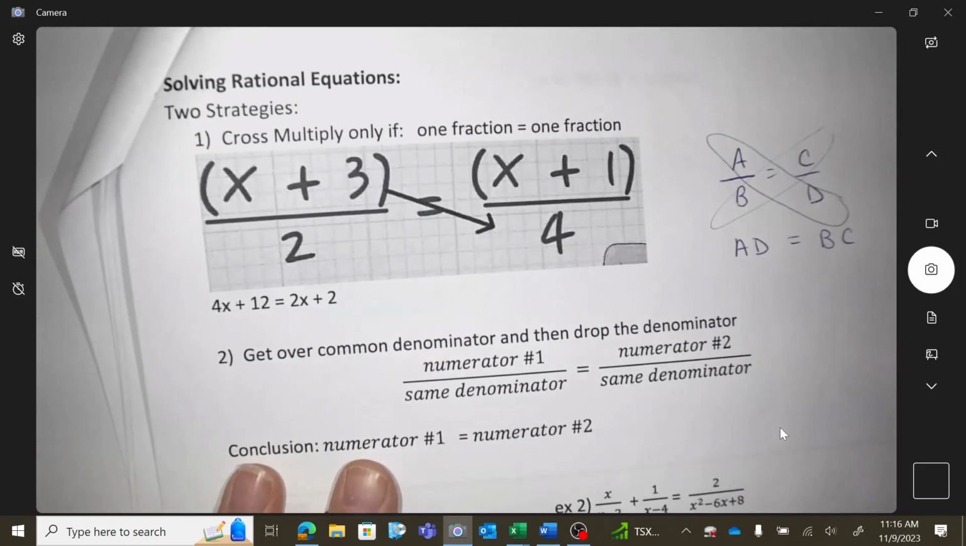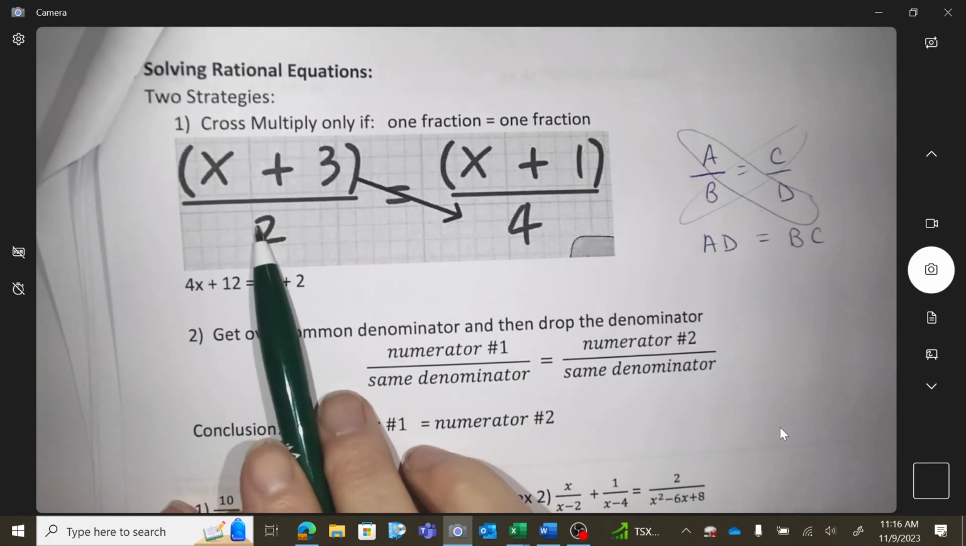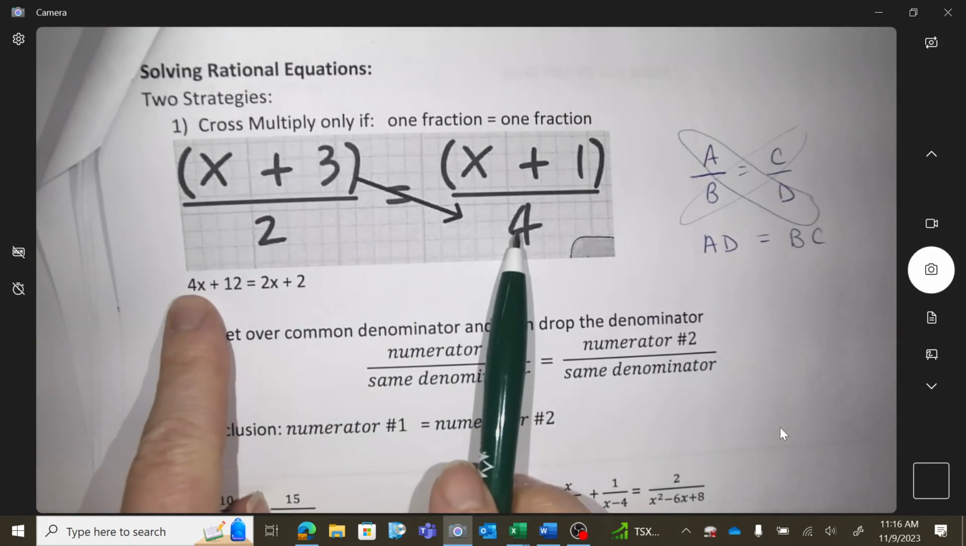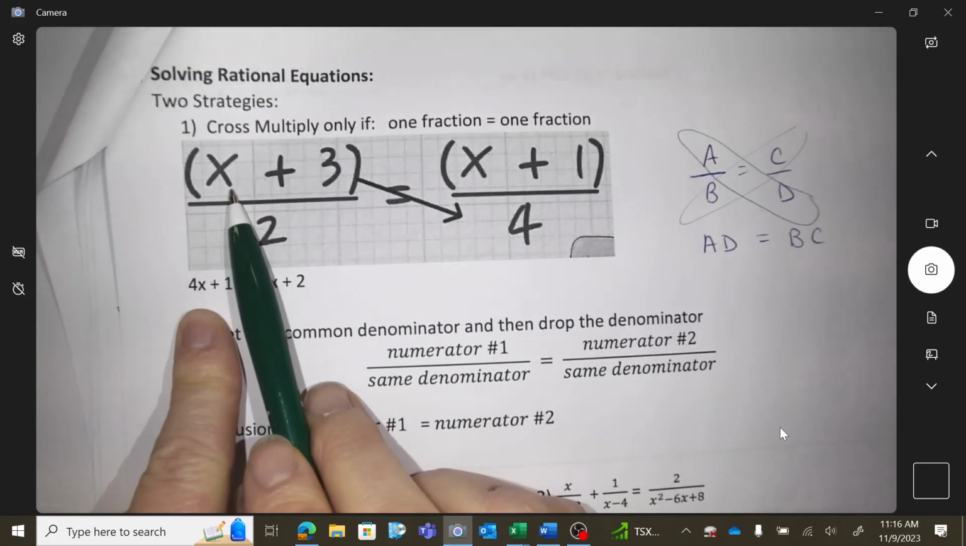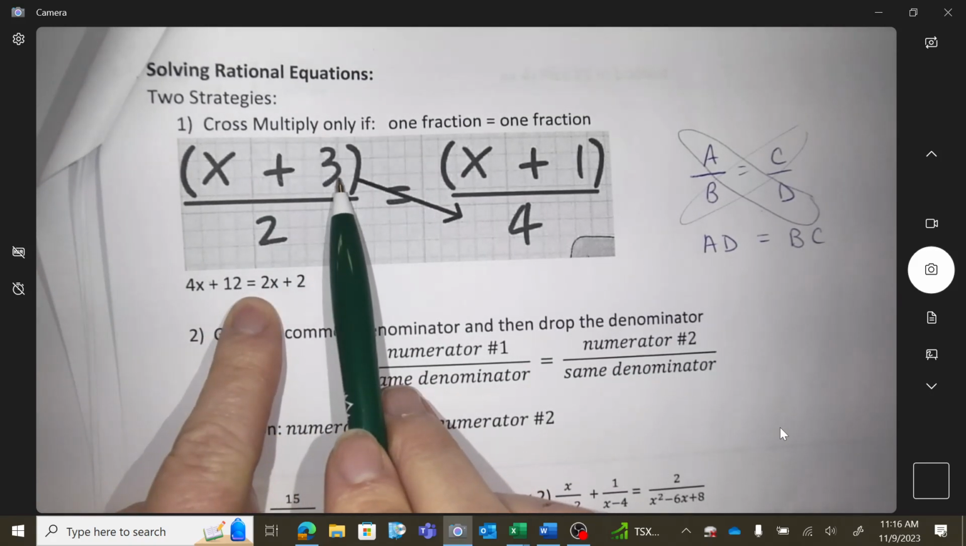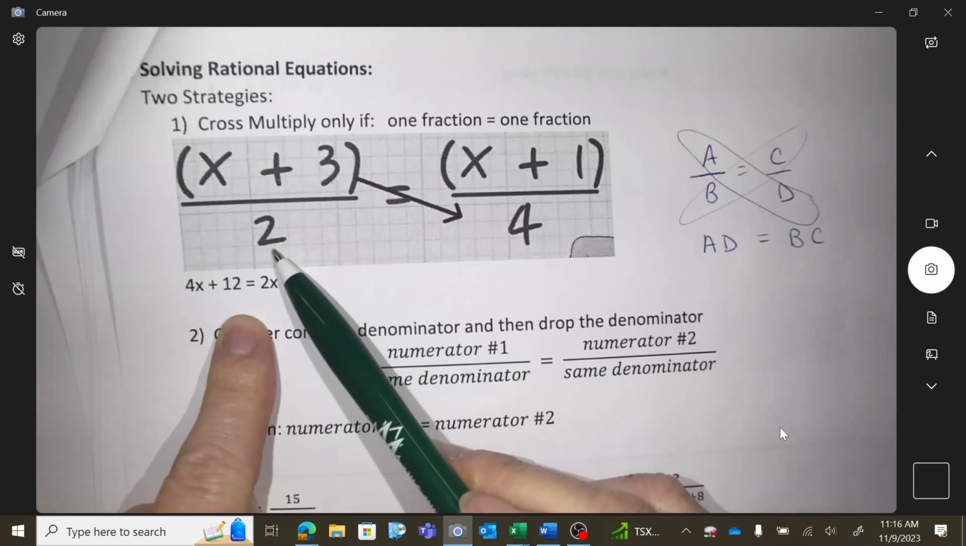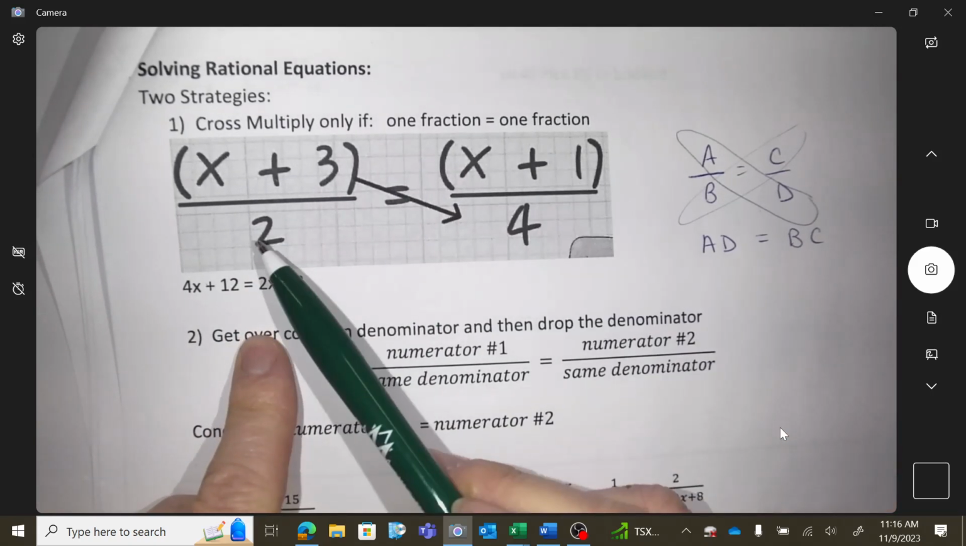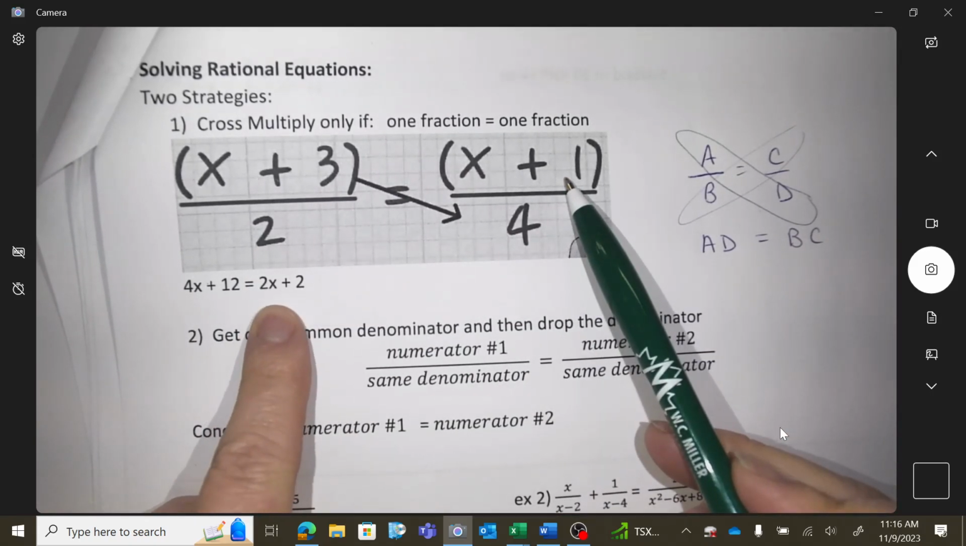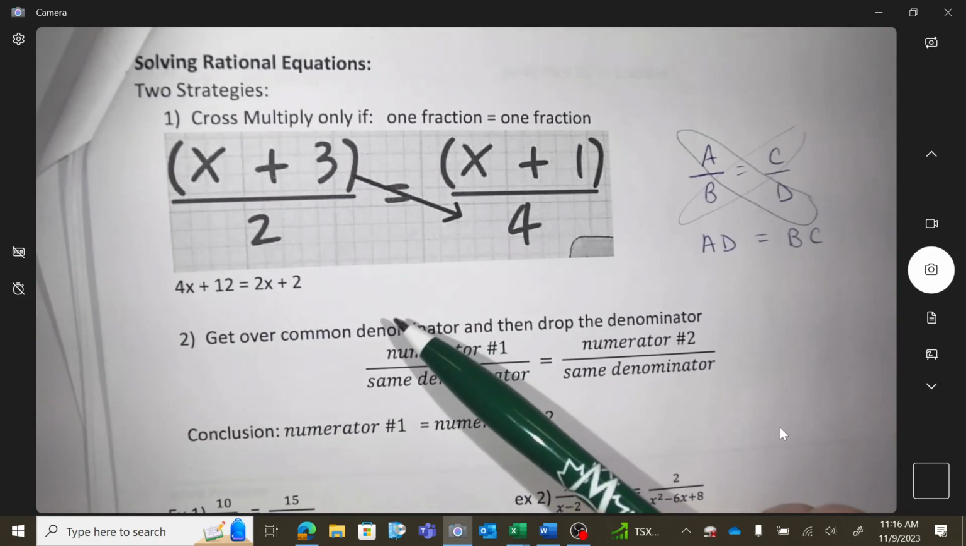Okay, so on this specific example, do you see what I did here? 4 times, and you have to put the 4 through everything. So 4x plus 12 equals, and then this cross would be 2x plus 2. Okay, and then it's algebra.